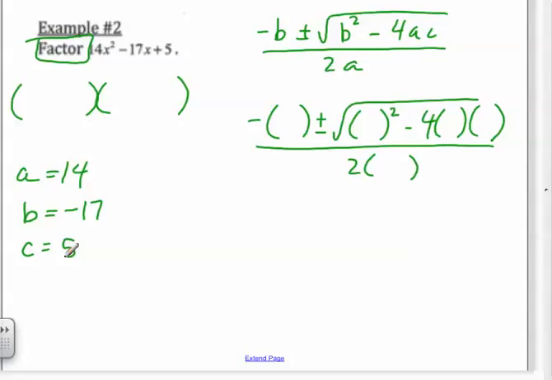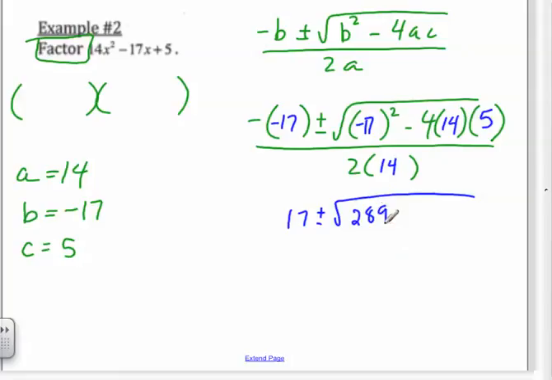Okay, well, let's fill that stuff in. So b is negative 17, so I put that in the place of the b's. A is 14, so I put that in the place of the a's. And c is 5, so I put that in place of c. Now I know that the opposite of negative 17 is 17, plus or minus the square root. Negative 17 squared is 289.